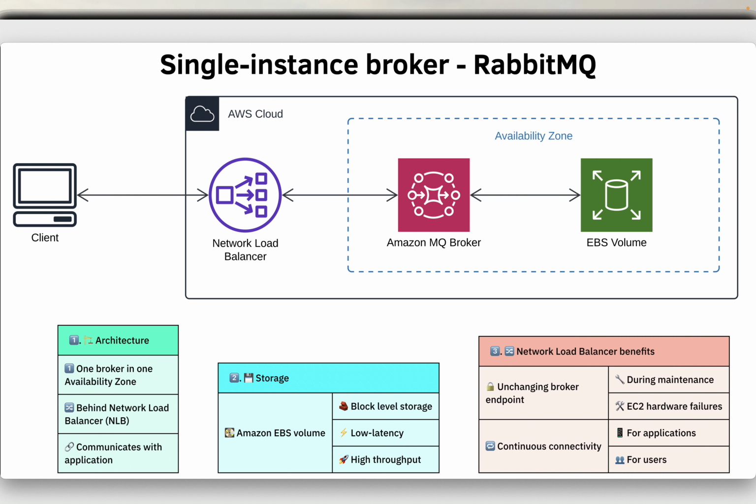The use of a network load balancer offers several benefits. It ensures the broker endpoint remains unchanged even if the broker instance needs replacement during maintenance or due to EC2 hardware failures. It allows for continuous connectivity, enabling applications and users to consistently use the same endpoint to connect to the broker.